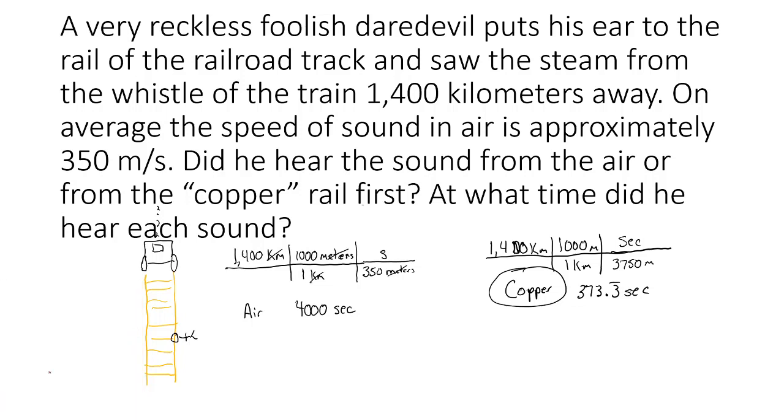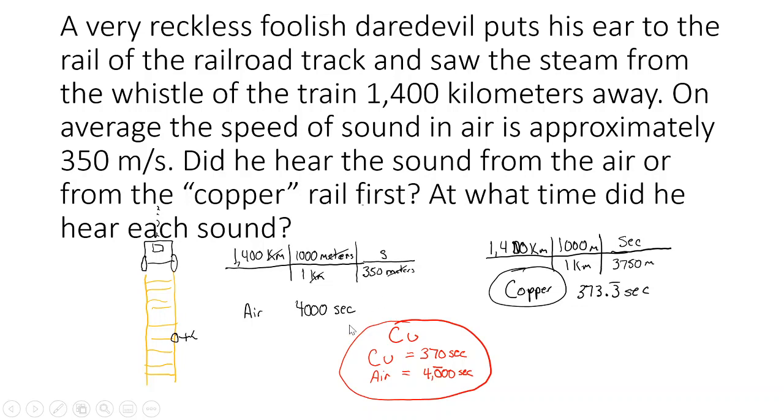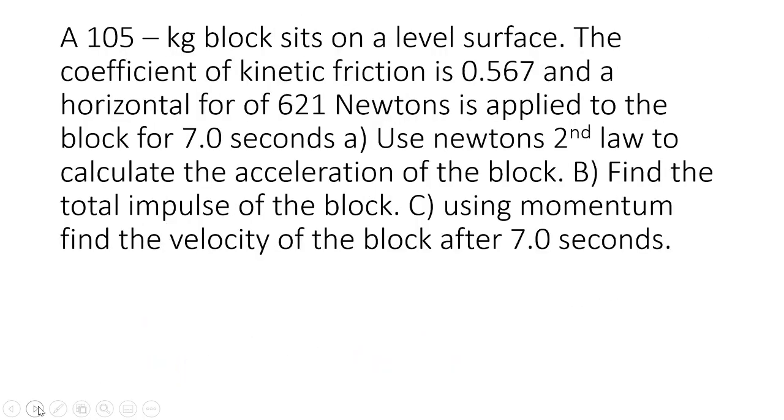So when it comes to my answers, which did you hear it first? Well, we heard it in the copper. Cu is the symbol for copper on the periodic table. In Cu, the time, and we had 2 significant digits in the problem, was 370 seconds. And in the air, it was 4,000 seconds. Now, how do I denote 2 significant digits? I'm going to put a line over the first 0 in 4,000. All right, does that make sense? I hope so. Let's move on to the next question.